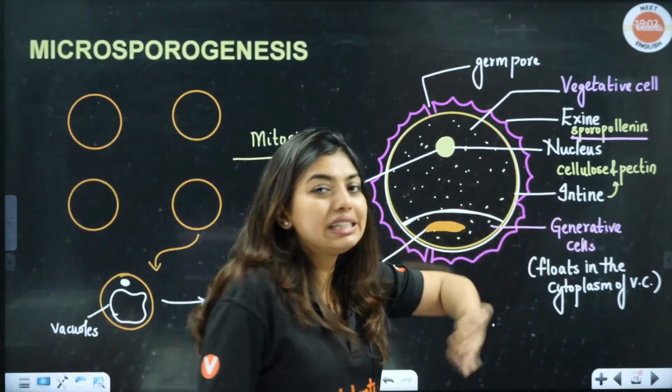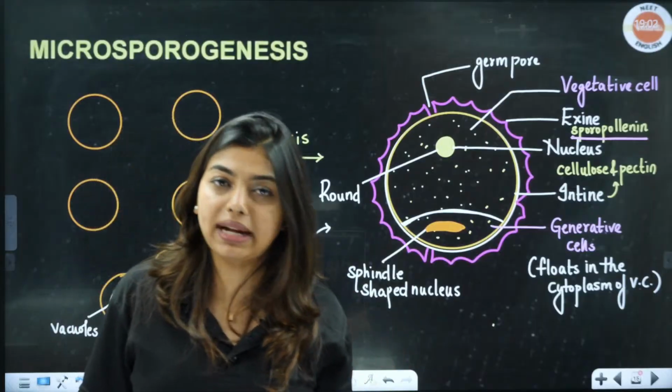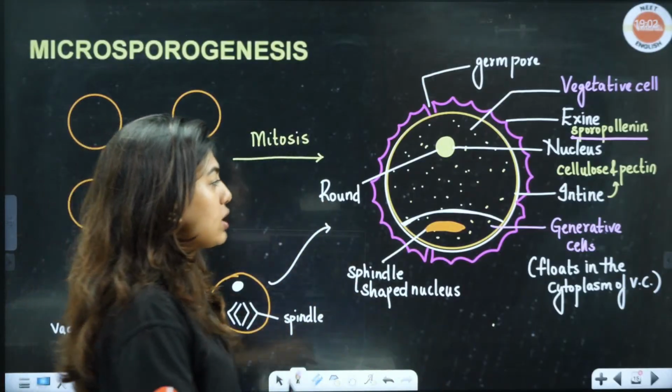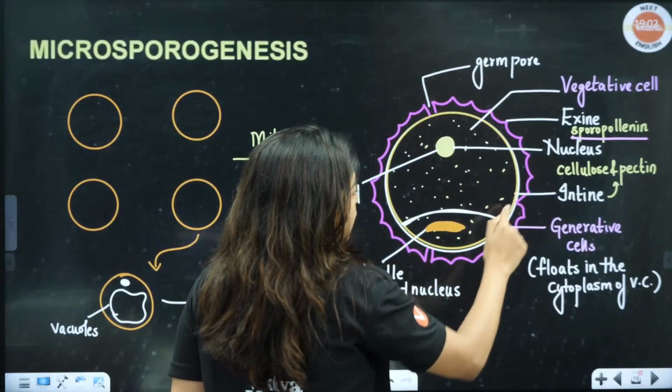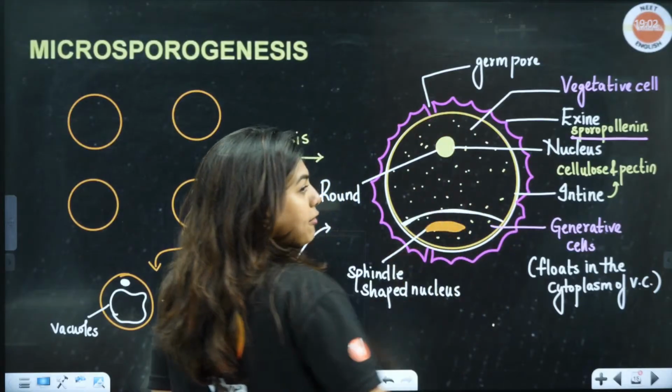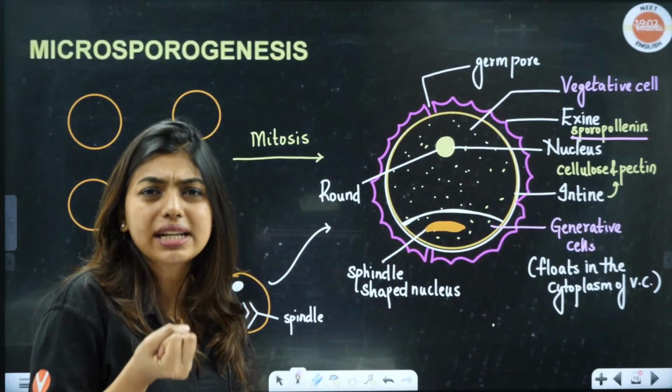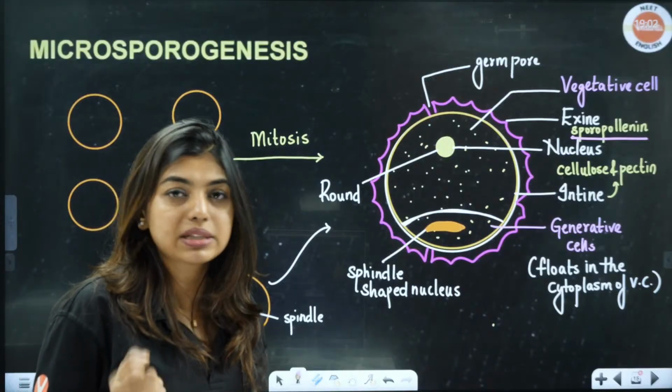Next one, you have intine, which is made up of cellulose and pectin. Okay, intine is made up of cellulose and pectin. Now, if you look at exine, you will see that there is some space that I have left. Because, students, it is the hardest, most resistant substance.